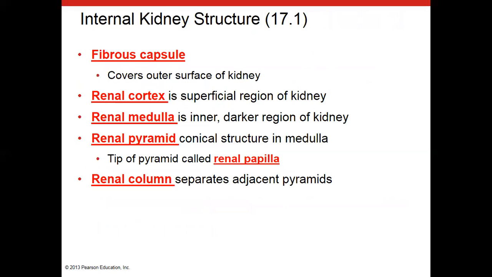The internal structure of the kidney: there's a fibrous capsule that covers the outer surface, and that's connective tissue that isolates the kidney from its surroundings, but also protects it. Then the renal cortex and medulla. Anytime you have a cortex and a medulla of an organ, the cortex is the outermost portion and the medulla is the innermost portion. Renal pyramids are located in the medulla, where certain mechanisms occur. Mostly what happens in the renal pyramids is the concentration or dilution of urine as it's being produced. And then renal columns will separate adjacent pyramids.